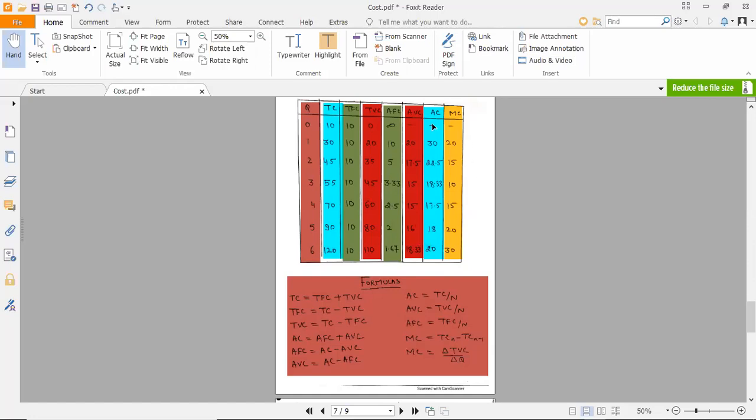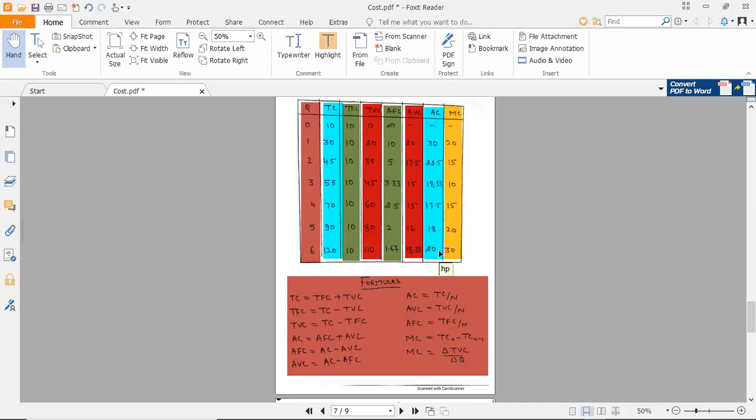Now let us find out the average cost. That is nothing but AFC plus AVC. If you add 20 plus 10, that is 30. 17.5 plus 5 equals 22.5, and so on. You can also find out average cost with another formula, that is TC divided by N. So TC is 10 divided by 0, not defined. 30 by 1 is 30. 45 by 2, 22.5. 120 by 6, that is 20. So this is how TC, TFC, TVC, AVC, and AC can be found out.